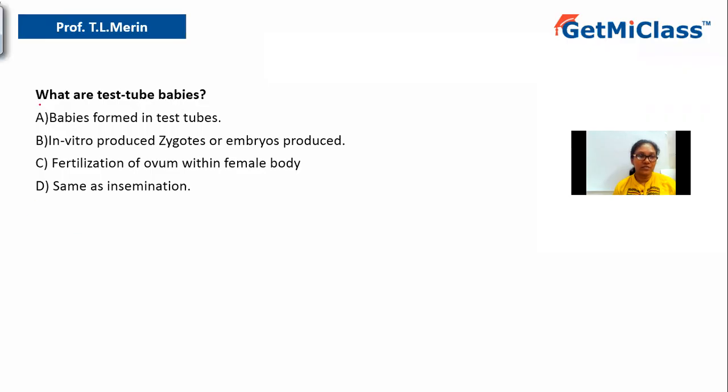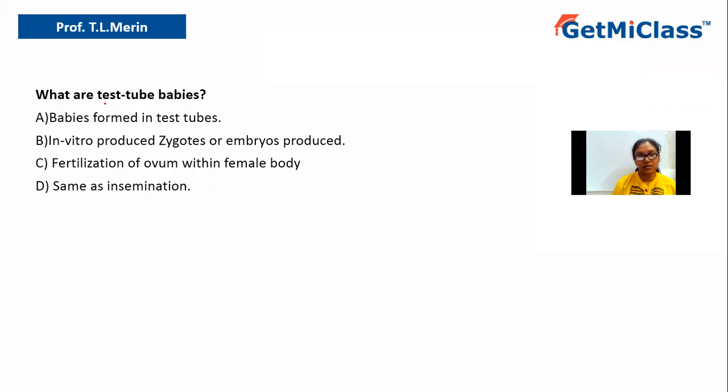Today we are going to solve this question which says, what are test tube babies? Option A, babies formed in the test tube. Option B, in vitro produced zygotes or embryos produced. Option C, fertilization of ovum within the female body. Option D, same as insemination.